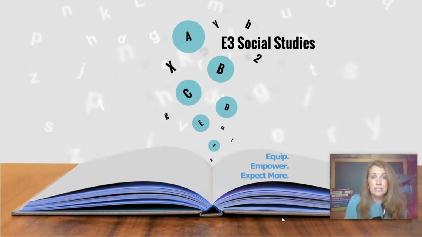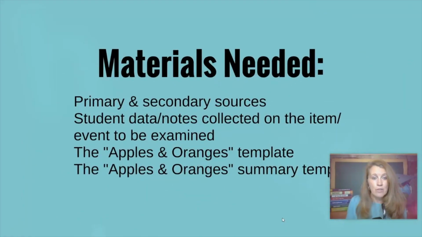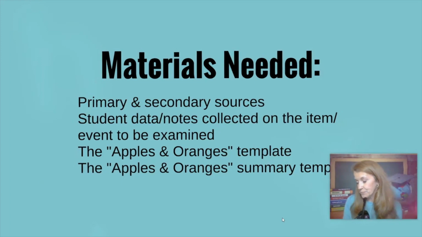In your teacher's manual, you will see standards addressed. Here are the materials needed. You'll need primary and secondary sources, and you'll need several. And the student data notes collected on the items for the event to be examined, the apples and oranges template, and the apples and oranges summary template, the argumentative piece. So there are two templates for this strategy. One is a web type template. If you can locate that in your teacher's manual now, that will help.